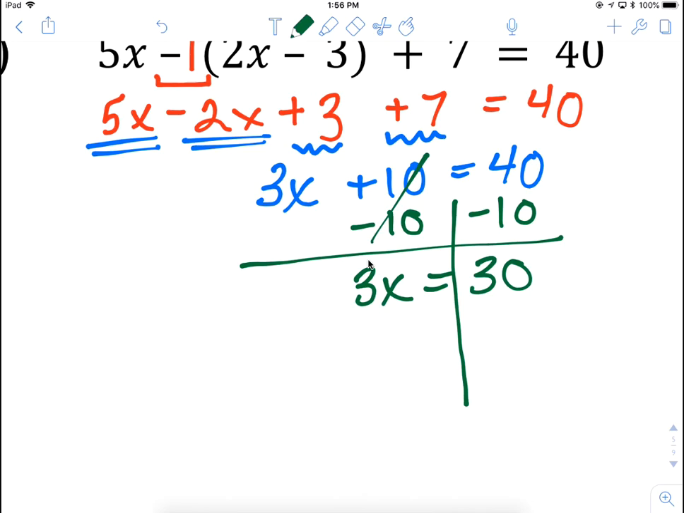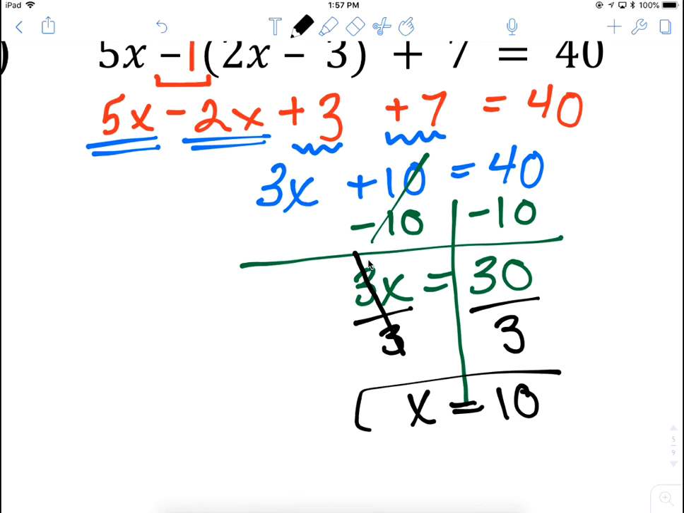We have one more step in order to make sure we get our answer all the way done. How do I get rid of the 3? Well, it's multiplying, so I need to divide. And what I do to one side, I have to do to the other. Those 3's are going to cancel out. 3 divided by 3 makes 1, so I have just 1x. 30 divided by 3, we get lucky. It's a whole number. X is our 10.